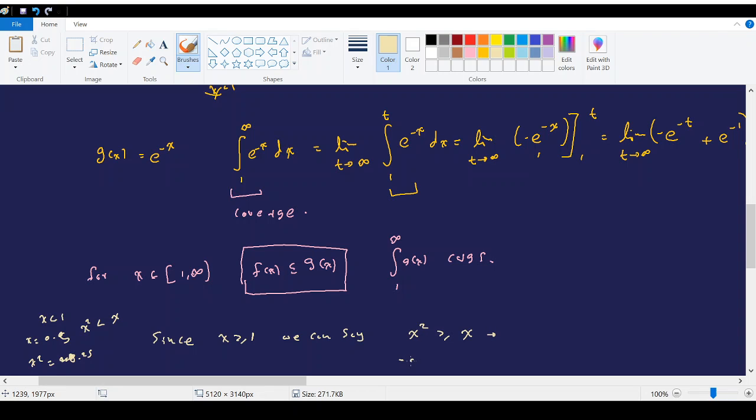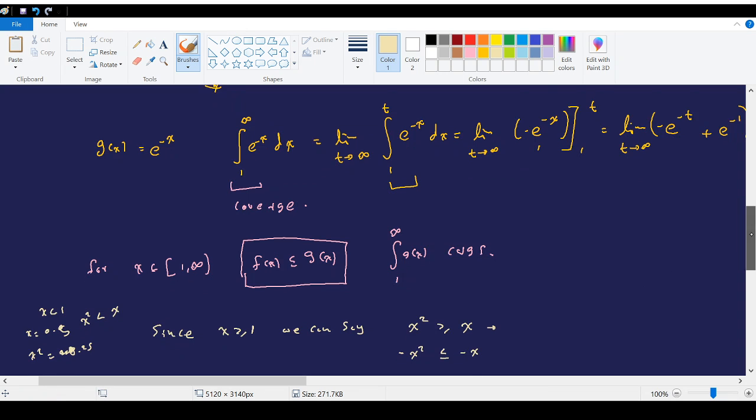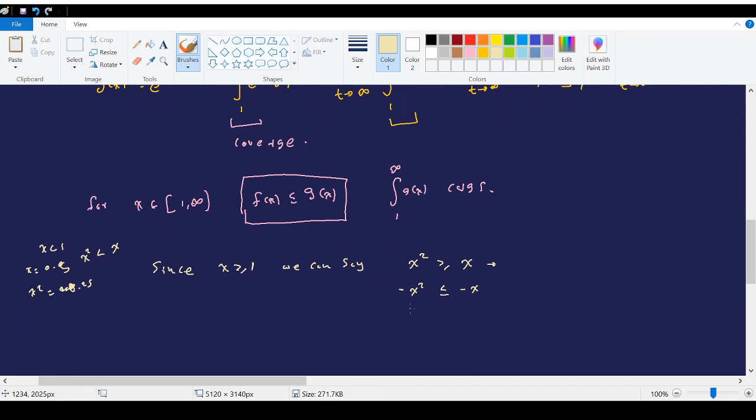Therefore, when we multiply it with the negative term, the inequality sign will change. So now what we have is negative x squared is less than negative x. Then now you can see, e^x graph, e^x function is an increasing function. So whatever the value we have on the left is less than the value on the right.